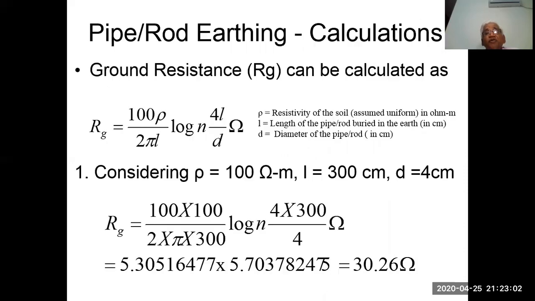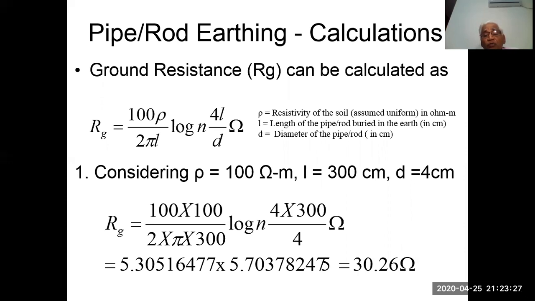Now, for this also, if we see the calculation, there is a formula given: Rg is equal to 100 rho by 2 pi L, natural logarithm of 4L by D. That means here you can see rho is proportional, whereas L is inversely proportional. The other two items come as a logarithm because it is circular in nature.